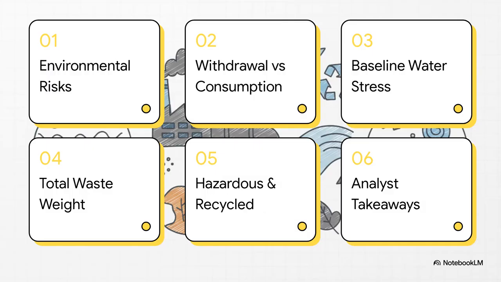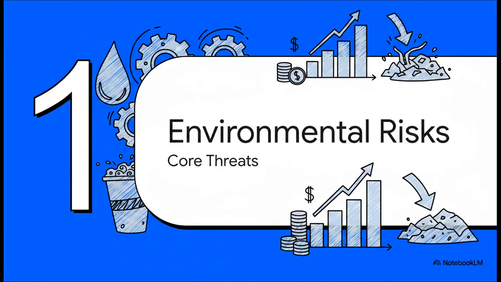All right, let's get right to it. Here's our roadmap for today. We'll touch on steel's core environmental risks, look at water withdrawal versus consumption, and calculate baseline water stress. Then we'll track total waste weight, categorize hazardous and recycled waste, and wrap it all up with the essential takeaways for your analysis. Starting off with Section 1, Steel's core environmental risks.